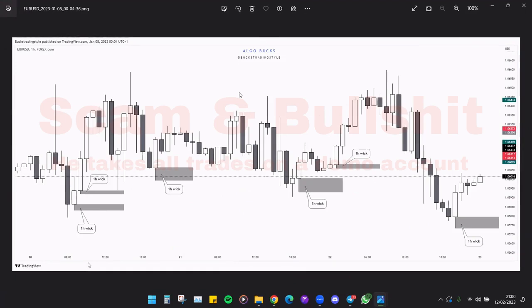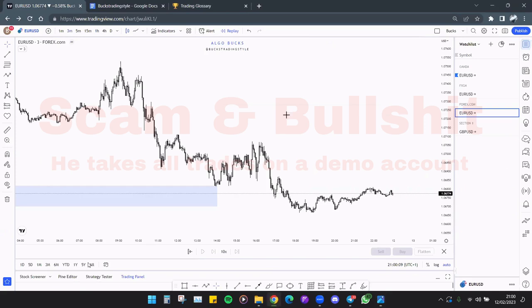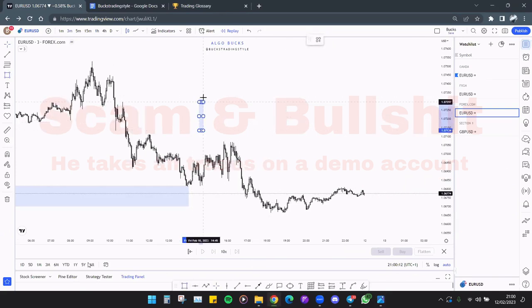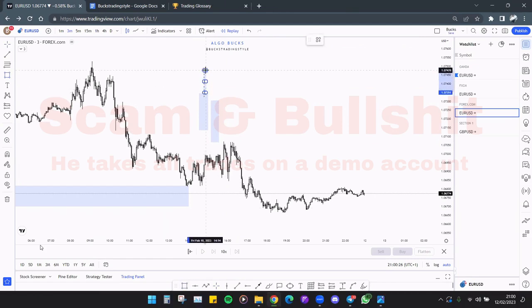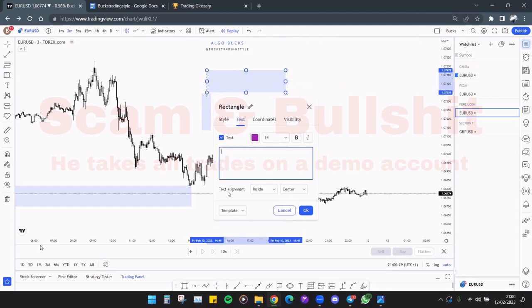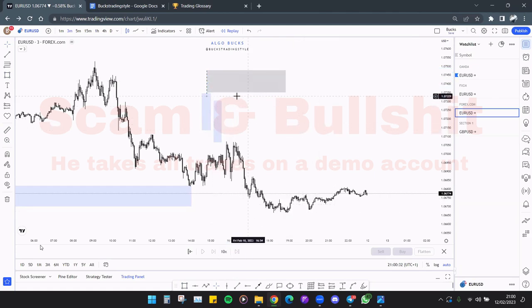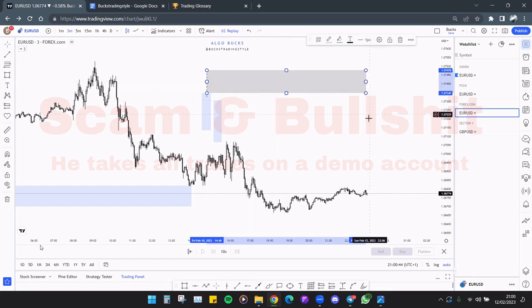There is something that we call unmitigated wicks. Let me use TradingView for this. When we have this right here, then we have a wick to the upside, and then the next candle probably forms from here. Now, this wick right here is an unmitigated wick because the next candle did not mitigate this wick. So this can be used as a POI, an unmitigated wick.